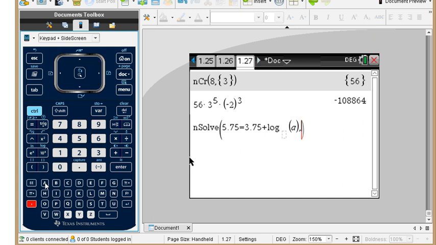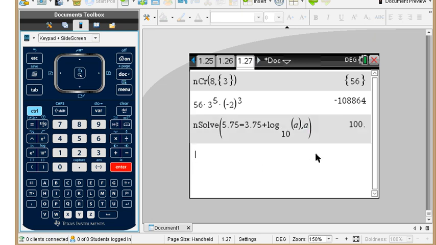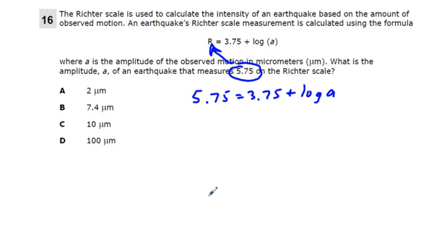And one thing we didn't have to do, we didn't have to put in 10 because the calculator by default assumes base 10 if you don't put anything in. So we get 100. And so that's pretty easy. And that's our answer choice D.